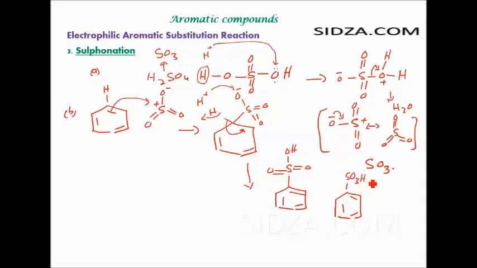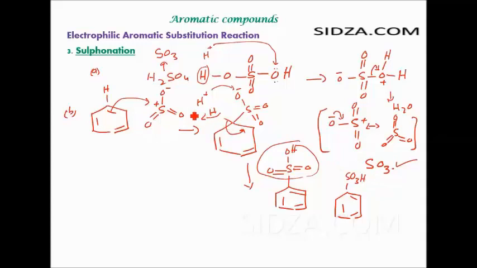SO3H. So something is special in this reaction, right? The attacking molecule is SO3, but the final group that you see here is SO3H, right? However, the electrophile is SO3. Is that clear? So this is the mechanism. You know, the first step is attack of electrophile. So first step is the generation of electrophile SO3. This is how actually you get the SO3, and then the SO3 molecule attacks on the benzene ring.